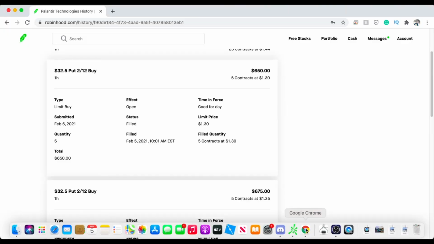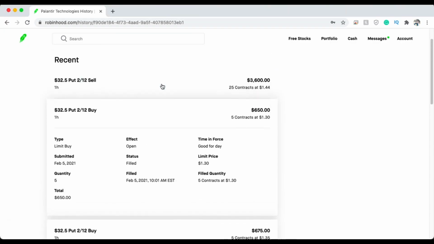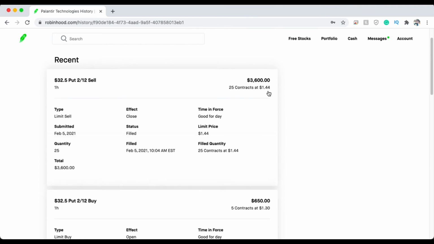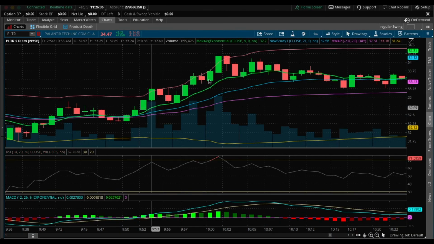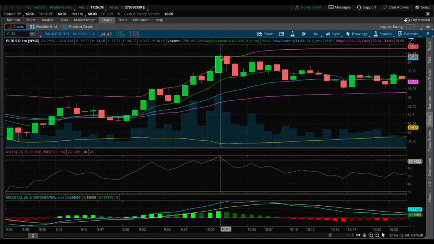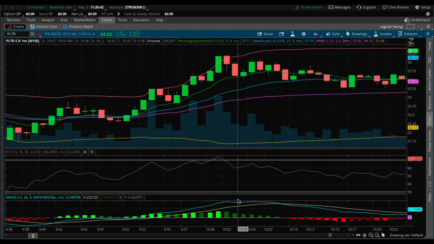And if we go over to Robinhood, I sold all 25 contracts at an average cost of $144, totaling $3,600. So that was a total profit of about $200. Right here I got filled at 10:04. And right now we can see that Palantir, as I stated before, tested this upper VWAP level, pulled back to the 9, and the MACD is starting to curl down, which shows that the momentum is switching to the sellers.